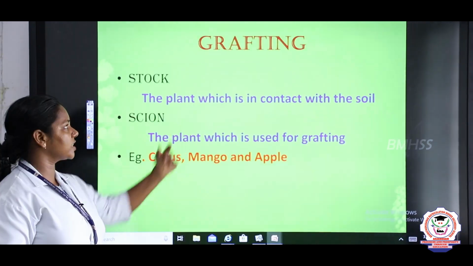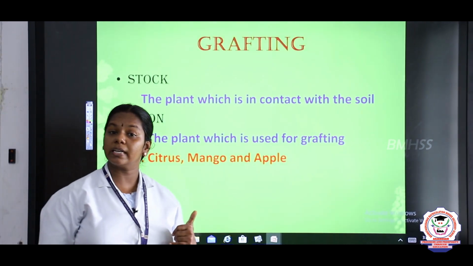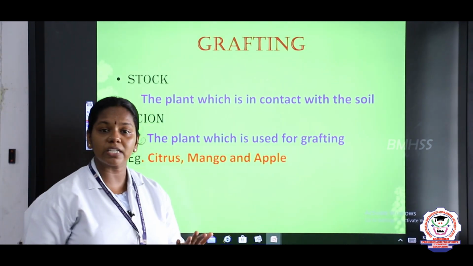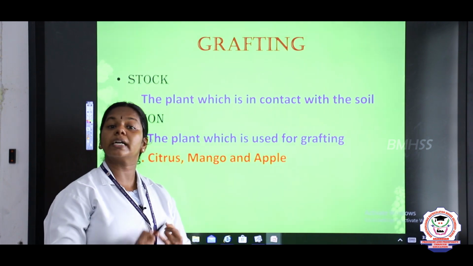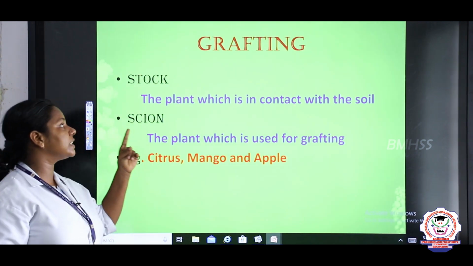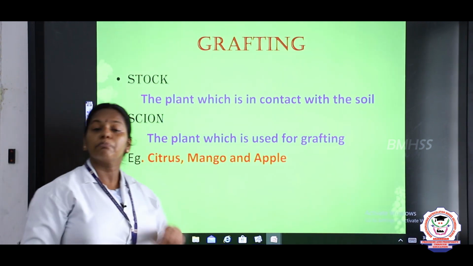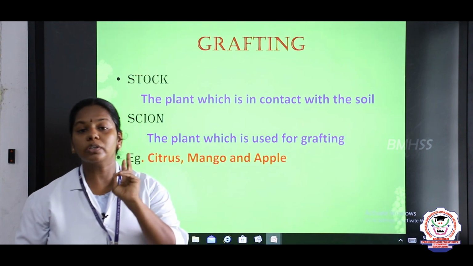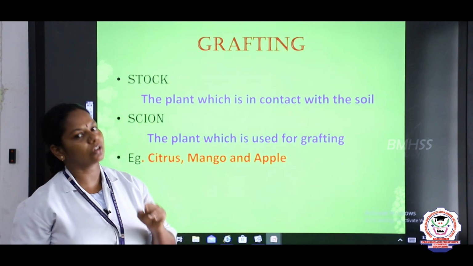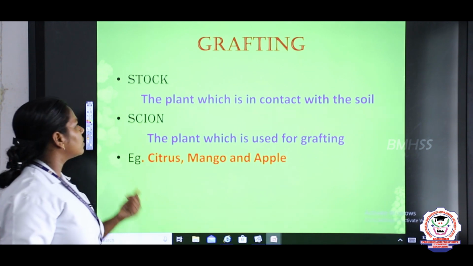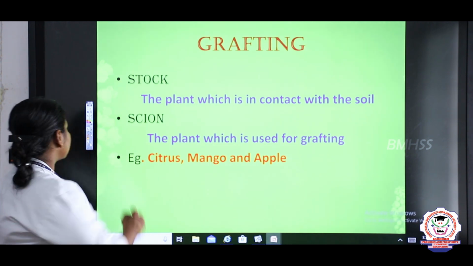And the next method we are going to discuss is grafting. We discussed the cutting children, stem cutting, root cutting and leaf cutting, and now we are going to discuss about the grafting. Before going to graft, we have to know about two things, right? One is a stalk and another one is a scion. What is a stalk?